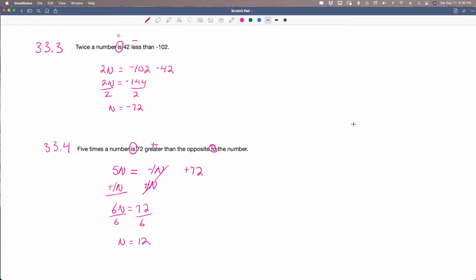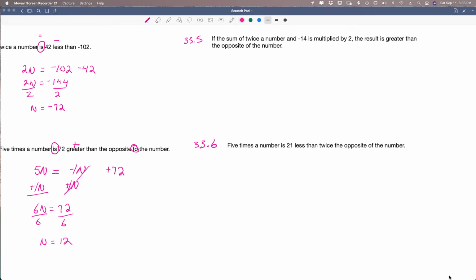All right, let's try 33.5. Let's do it here. And do we have, yes, we have 33.6. So I'm going to type those both here for us. All right, so 33.5 is just a little bit trickier than the others, and the reason I say that is because it has "is" in here multiple times. So we have to figure out which is the equal sign.